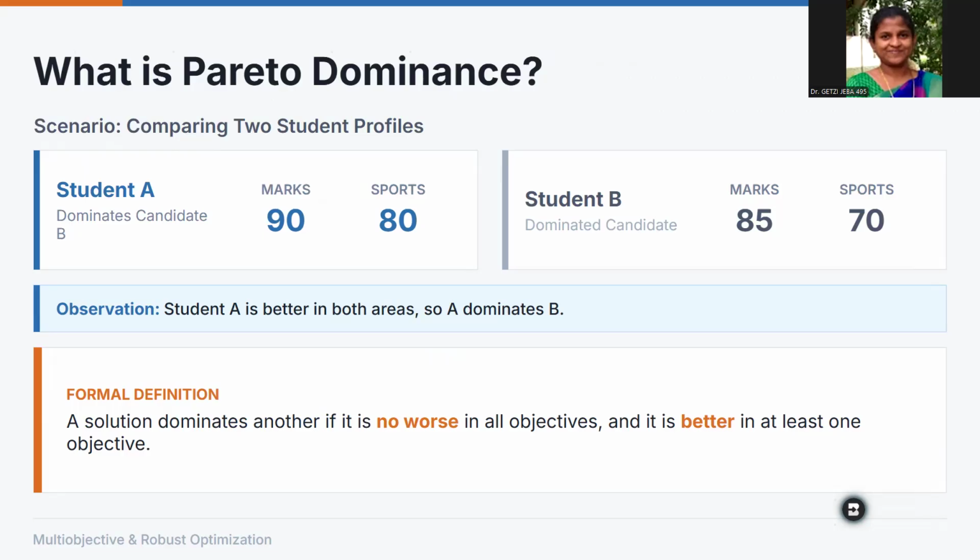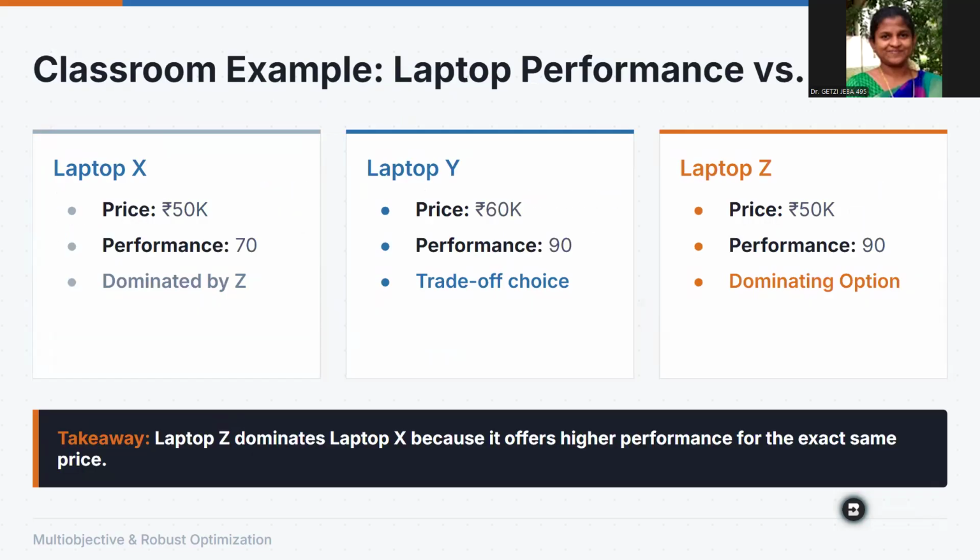So Pareto dominance is: a solution dominates another if it is no worse in all objectives and it is better in at least one objective. So it should be better in one objective and it should not be worse in any of the objectives. So that is the major one.